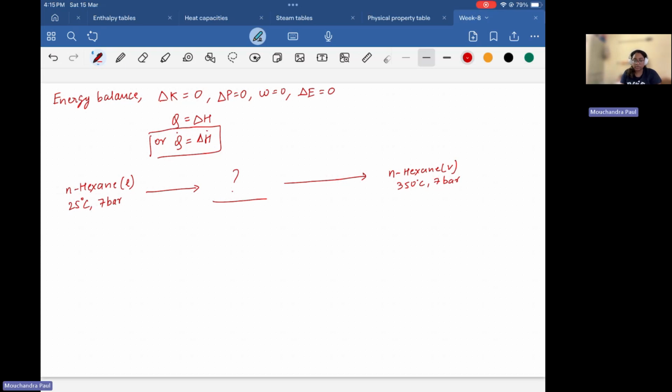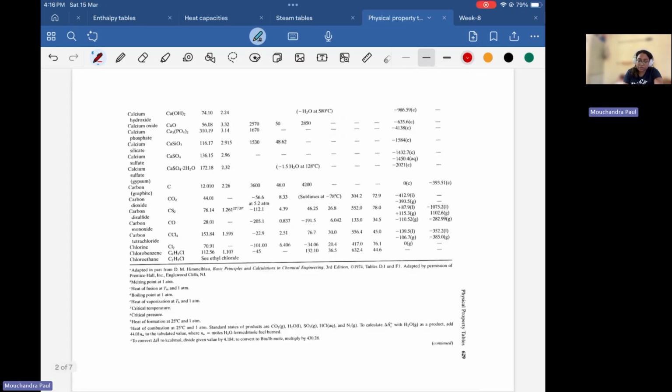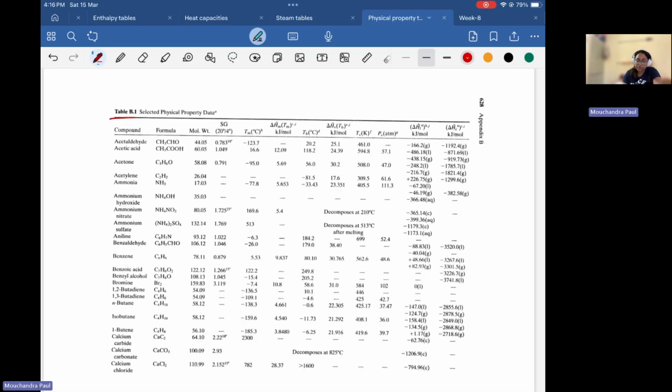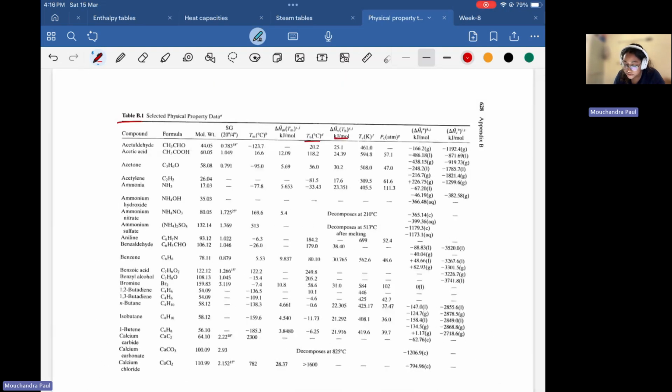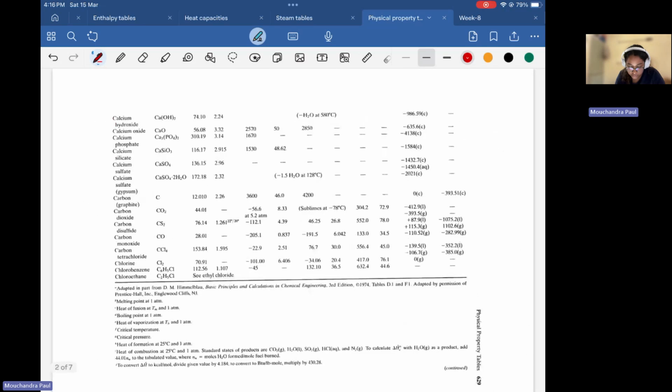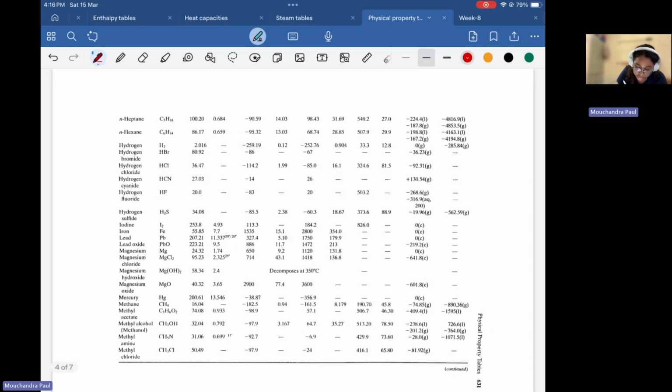So if we look at the table of physical properties, this table is again given in the same book, Elementary Principles of Chemical Processes, table B1. And for various compounds, they have given the heat of vaporization, boiling point, melting point, heat of fusion, heat of combustion. So various information is given. So in this particular table, if you go and find n-hexane, there you go.